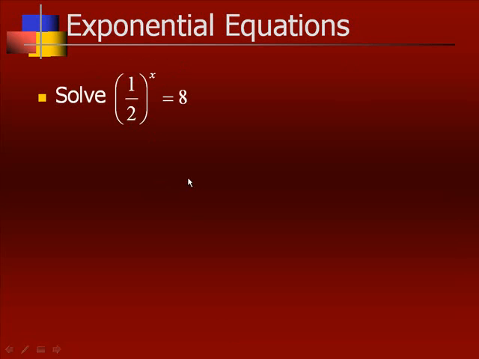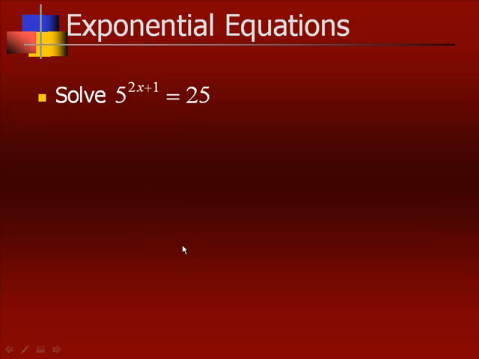Okay, let's do another one. 1/2 to the x power equals 8. Well, 1/2 can be written as 2 to the negative 1, to the x, which is 2 to the negative x. 8 can be written as 2 to the third. So if 2 to the negative x is equal to 2 to the third, then negative x has got to equal 3, or x has got to equal negative 3.